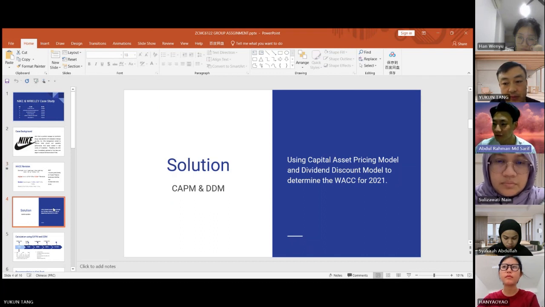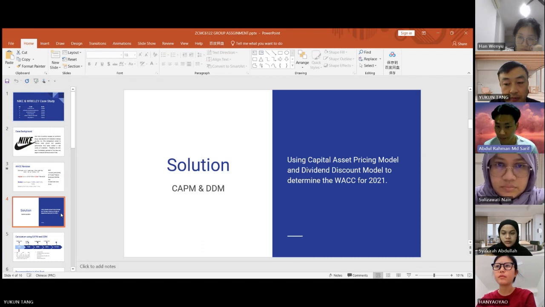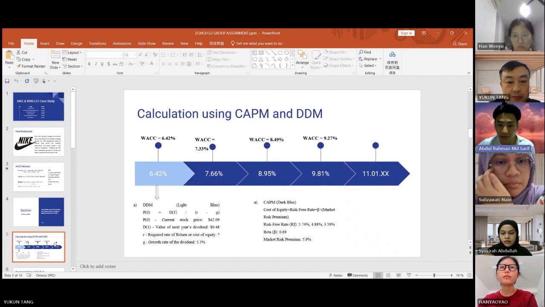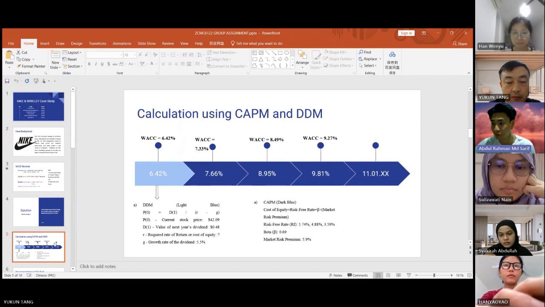Okay, yeah. So I'm going to talk about the calculation using CAPM and also the dividend discount model to determine the WACC. Next slide, please. On the left side here in blue, that one is using the DDM. And we found that the WACC using the DDM is 6.42%.